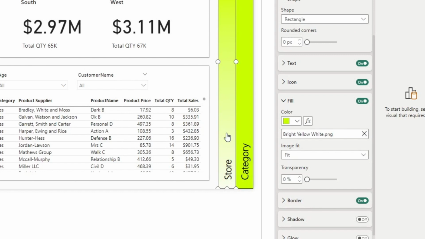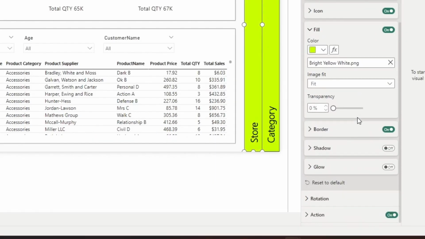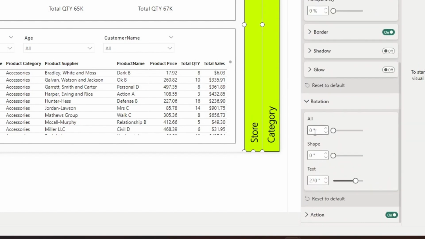The other thing that you'll kind of see as we click onto this is the way that it's rotated. So you can rotate the entire button, but that creates some oddities with the icon.